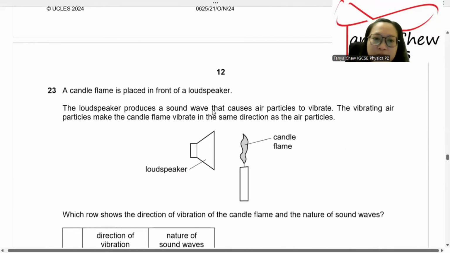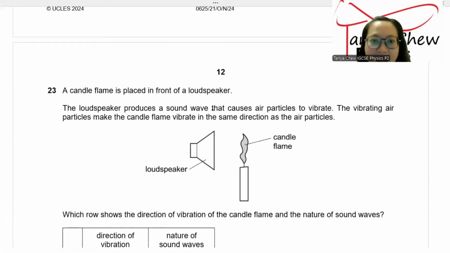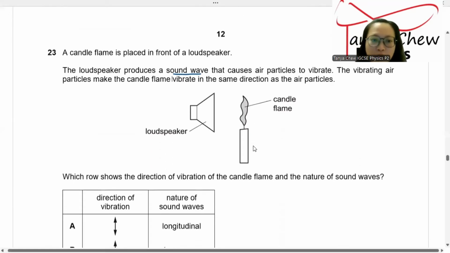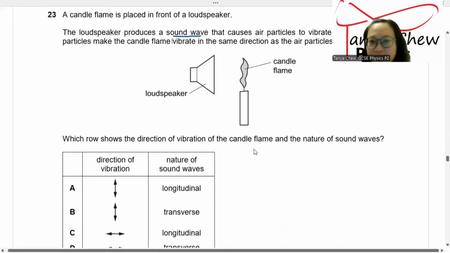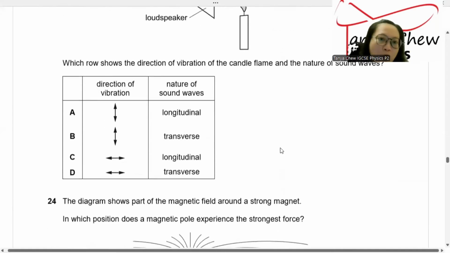23. A candle flame is placed in front of a loudspeaker. The loudspeaker produces a sound wave that causes air particles to vibrate. The vibrating air particles make the candle flame vibrate in the same direction as the air particles. Which row shows the direction of vibration of the candle flame and the nature of sound wave?